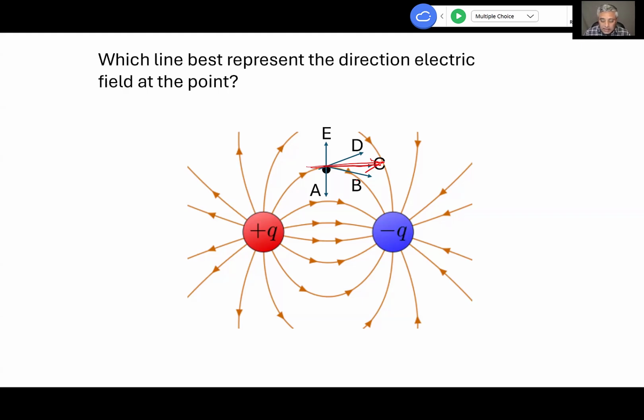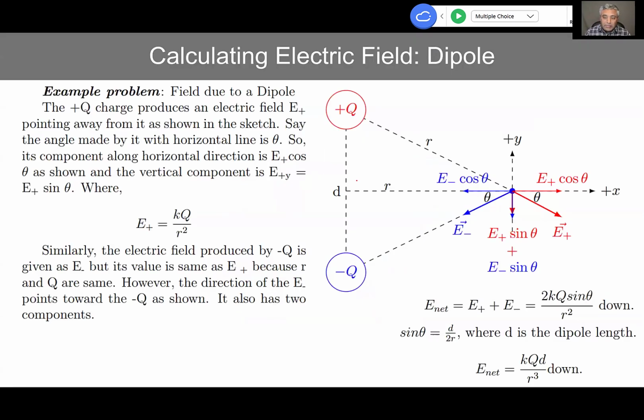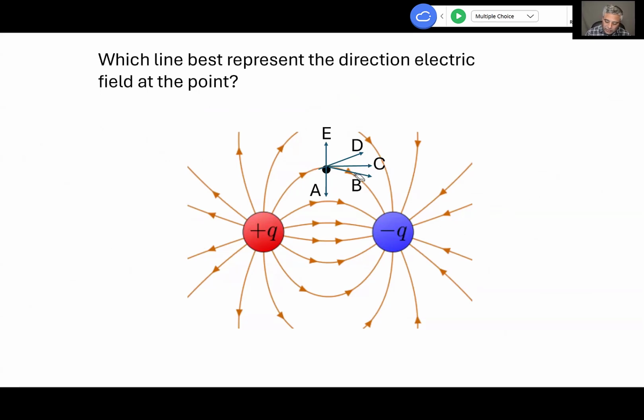So here is another slide, in which I'm actually calculating the value. This kind of setup is called a dipole, right? In our previous question, we had charges sitting along the horizontal line. Now they are sitting along the vertical line. And see how the field line points more towards the negative charge rather than pointing this way. It's pointing that way.